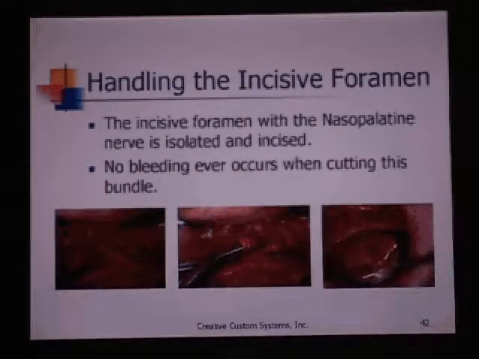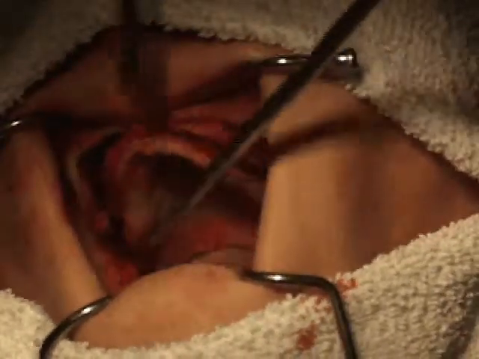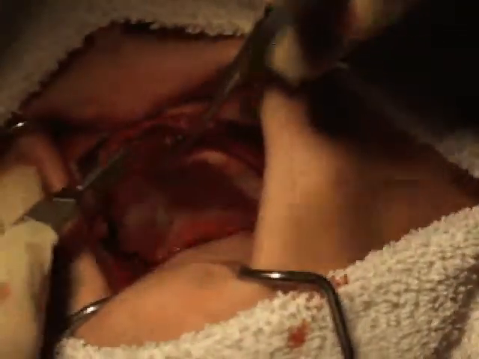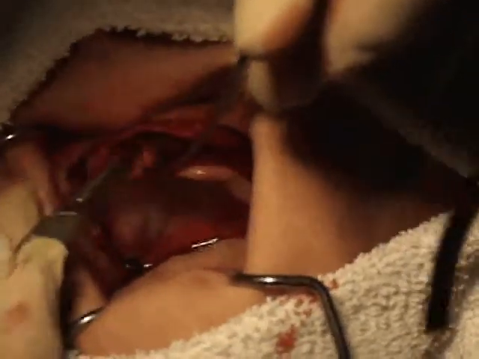Handling the incisal foramen. The incisal foramen with the nasal palatine nerve is isolated in size. No bleeding ever occurs when cutting this bundle. We were taught in general anatomy that the nasal palatine bundle contains an artery and nerve, but in the years that I've been doing this procedure and cut this many hundreds of times, I've never seen this bundle bleed.